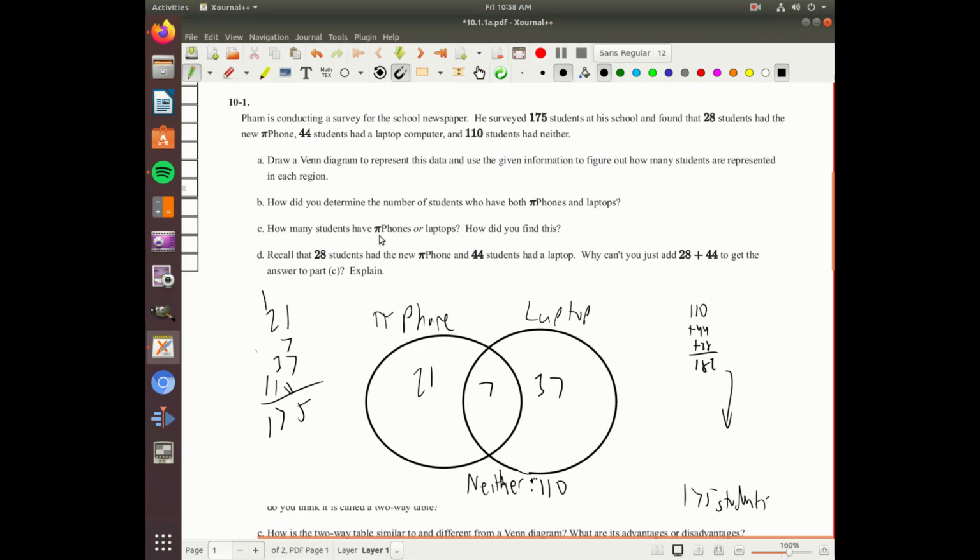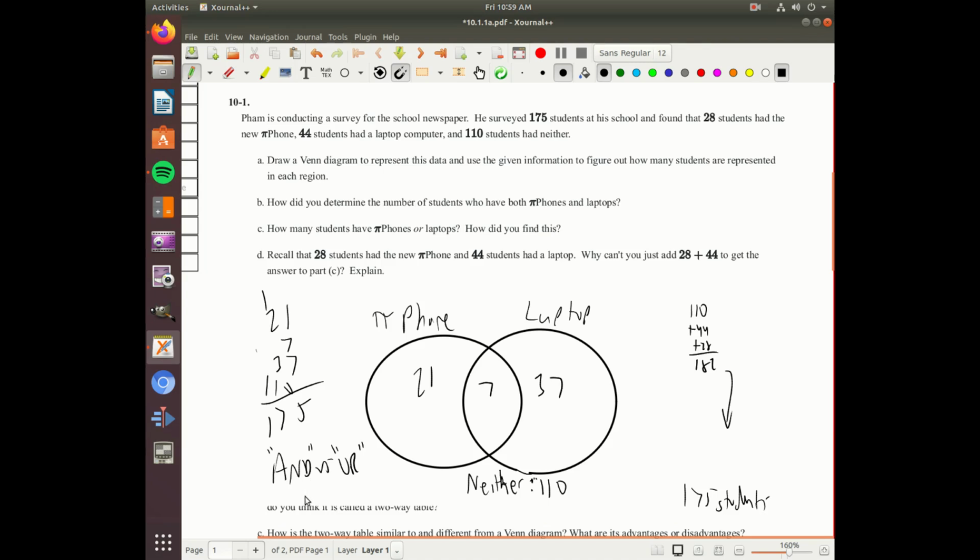Now, how many students have PiPhones or laptops? This begins to be one of the "and" versus "or" questions. This is going to come up a lot in Integrated 2 and a little bit in Integrated 1, but you're still going to be responsible for it in Integrated 1. But it's a linguistic thing, right?